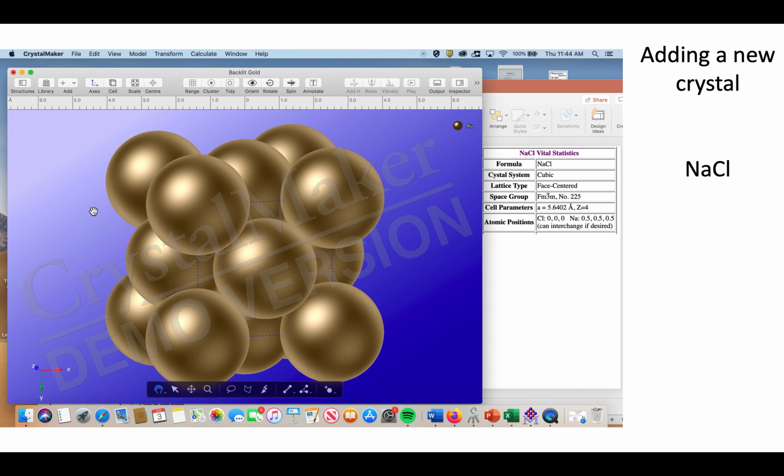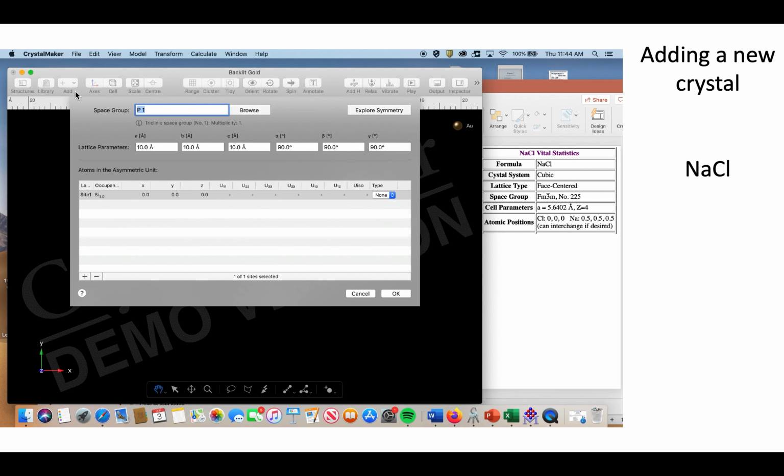Now, one that's not listed, but you might want to use is sodium chloride. I didn't know if the program would have this functionality, because again, I'm getting as much as I can out of a free program. I did not think this particular function would be available, but it is, and this is huge. So watch this. What you can do is, instead of using the ones that are provided, you can decide to add a new crystal.